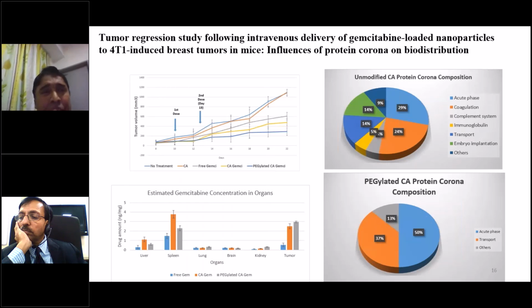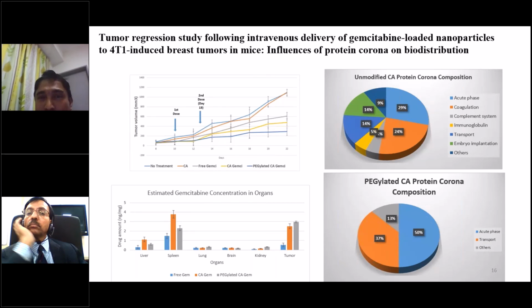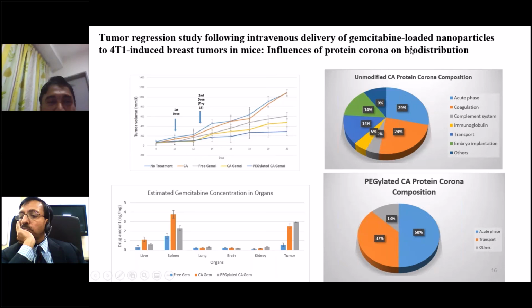And this slide showing the gemcitabine. Gemcitabine also was encapsulated into our pegylated nanoparticles, and you can see that the tumor regression with our pegylated carbonate apatite nanoparticles is so significant compared to only carbonate apatite gemcitabine, and also compared to free gemcitabine.